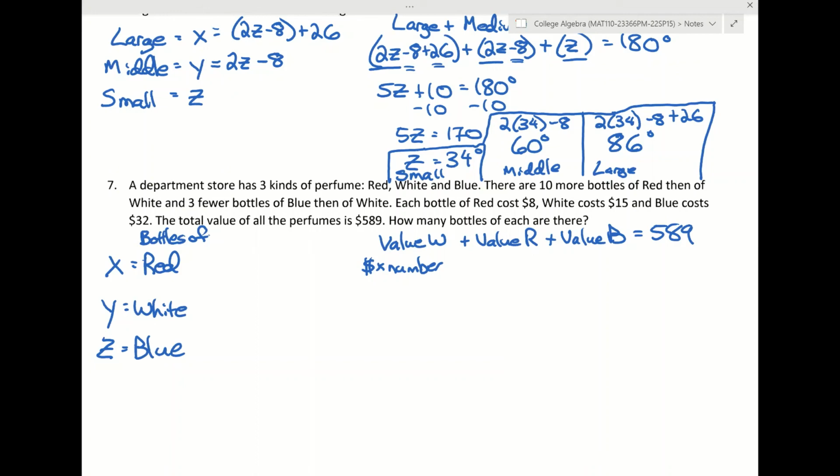All right, so let's see. According to this, we have 3 kinds of perfume. There are 10 more bottles of red than of white. So however many bottles of white there are, there's 10 more red ones. So I would say X is equal to Y plus 10. Anyone get that on their own? All right, so that's good. Let's go to the next one. There are 3 fewer bottles of blue than of white. So how do we say that? Y minus 3.